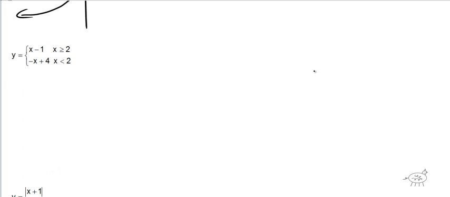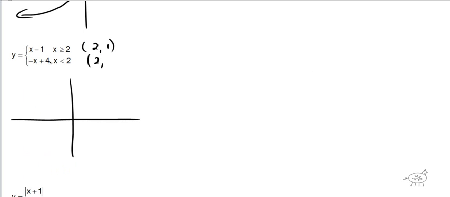It's a nice little piecewise function. So I'm going to graph it, and we need some points here. So if I plug in a 2, I get 2, 1. And I put a 2 in there, I get negative 2 plus 4 is 2. So 2, 1 and 2, 2. And let's graph these guys. So the 2, 1 is going to be a solid dot. And it's greater than 2, so it's up 1 over 1. All right, so that's that graph.